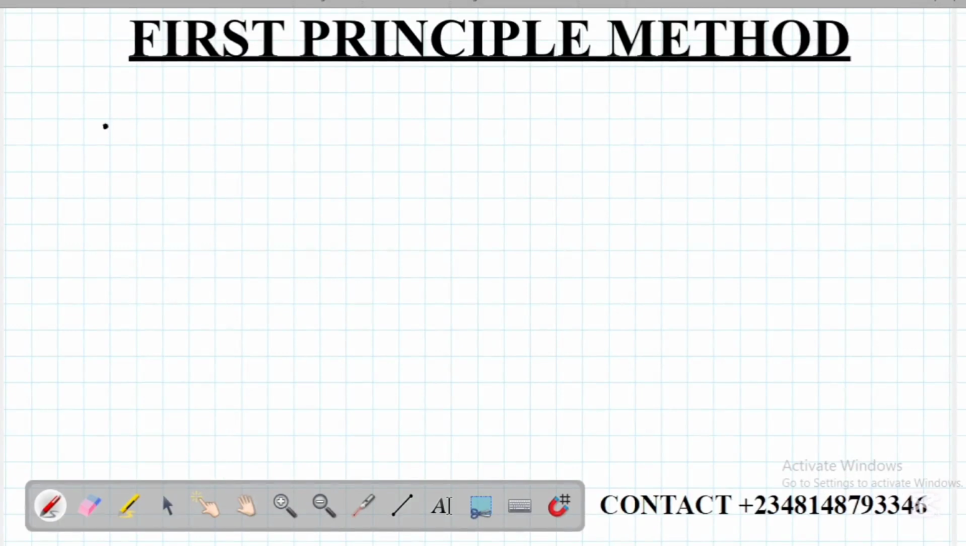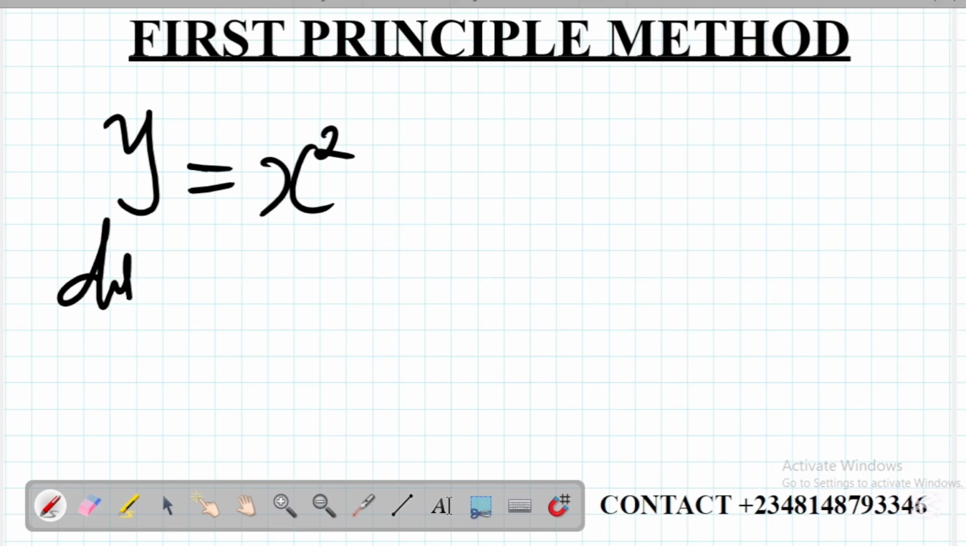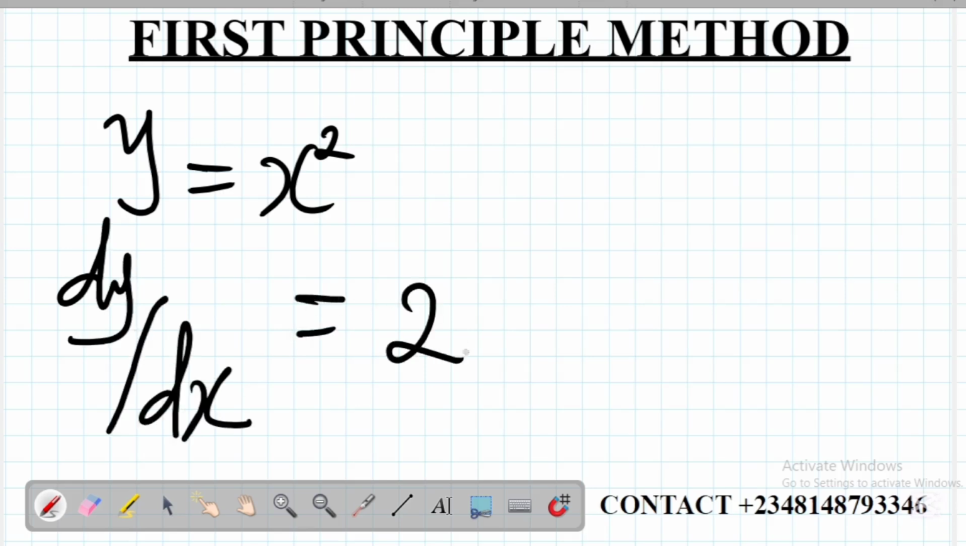Now let's assume y is equal to x raised to power 2. If we are to differentiate y using the general method, this is what we are going to have. dy over dx equals 2x. Remember, you multiply x by its power and then subtract 1 from the power.